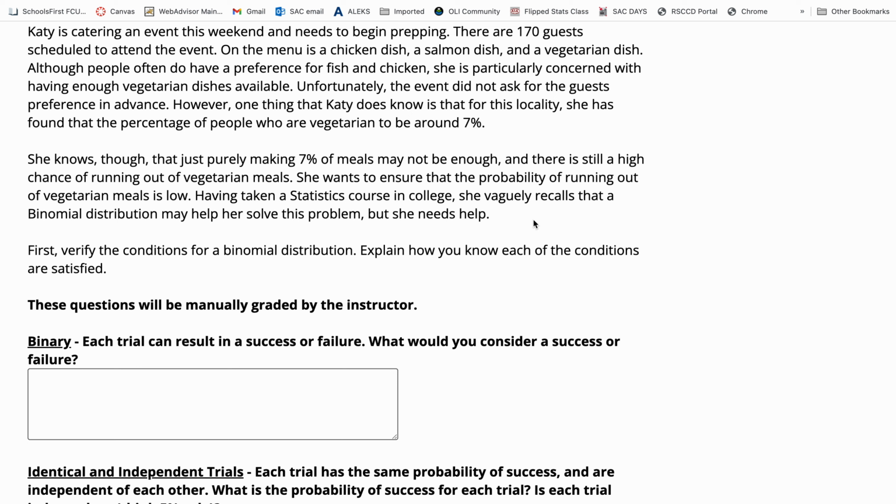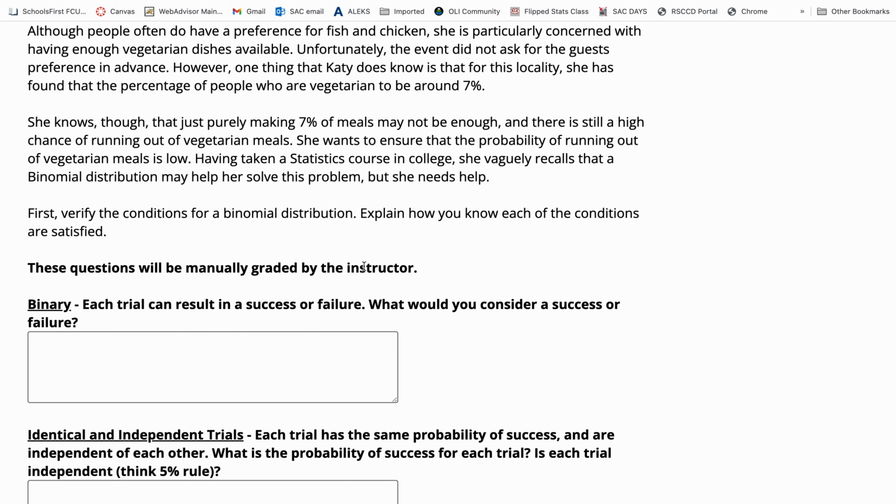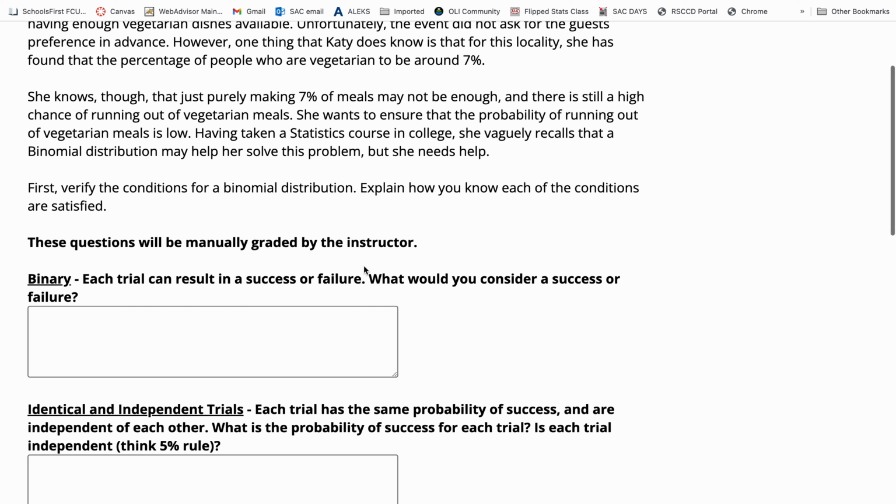She's taken a statistics course, so she knows that there's some random chance, right? Maybe more vegetarians, maybe less. It's not always going to be exactly 7%. Why is this a binomial distribution? Why can a binomial model help us make this prediction?